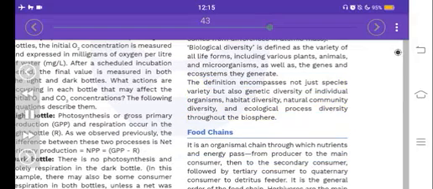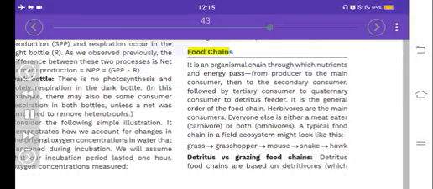Food chains. It is an organismal chain through which nutrients and energy pass, from producer to the primary consumer, then to the secondary consumer, followed by tertiary consumer to quaternary consumer to detritus feeder. It is the general order of the food chain. Herbivores are the primary consumers. Everyone else is either a meat eater, carnivore, or both, omnivores. The food chain in a field ecosystem might look like this: grass, grasshopper, mouse, snake, hawk. Detritus versus grazing food chains.